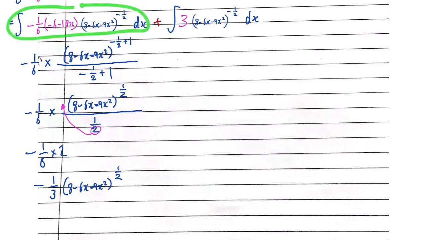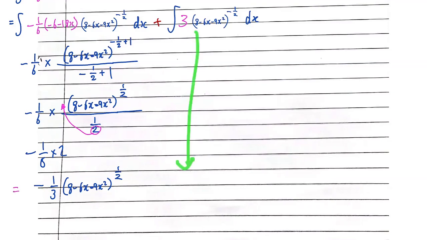So that's my final answer. Integral of this first term will give me 1/3 multiplied by 8 minus 6x minus 9x squared, bracket, power half, with an extra minus sign. That's only the first term. We still need to deal with the second term, right? How do we deal with that? So let's rewrite it now as 3 divided by, wait, let me think a bit.